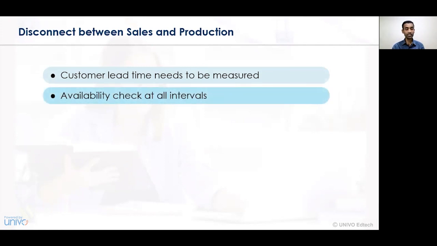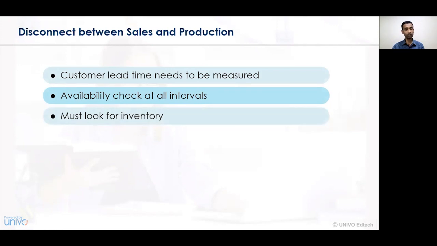Availability checks at all intervals, right from manufacturing to supply to distribution, to the finished goods reaching the customer, the end user, a proper check at intervals is essentially required. And when the product passes all those checks, then we can say that the supply chain or the distribution chain has been completed. And hence, MTS as a strategy does not have all those perspectives, and hence there is a disconnect between the sales and production activity.